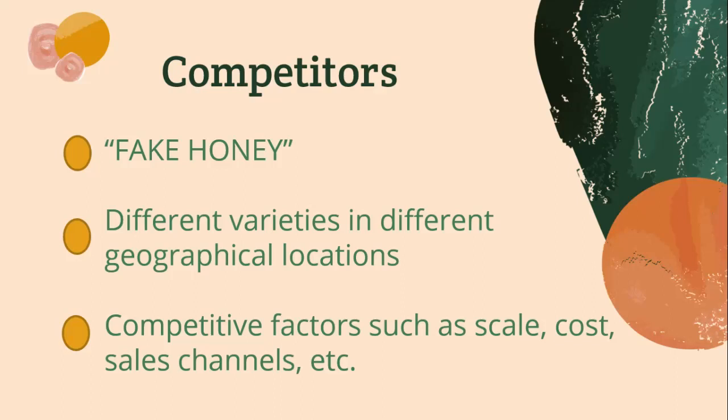Another thing is about geographical locations and varieties. Like in different states in Malaysia, there are different varieties and so on. So those who are producing different varieties of honey can compete with us as well. And also another characteristic that can be put into consideration is the scale, cost, and sales of other businesses. They also compete with us in these things, in terms of their prices and so on.